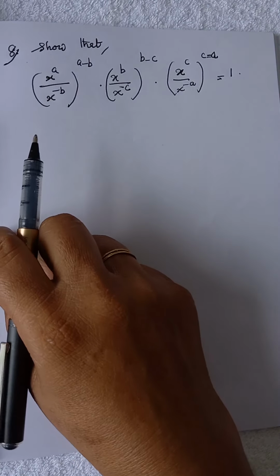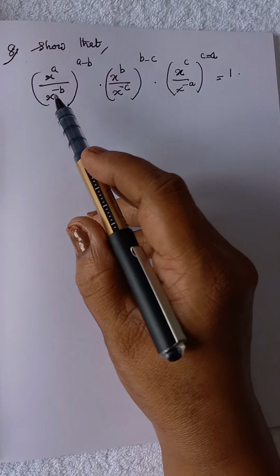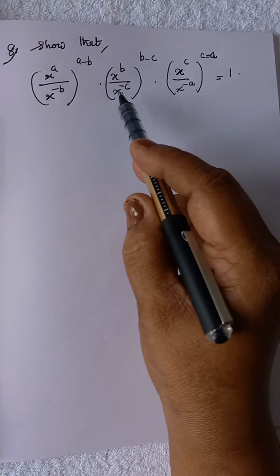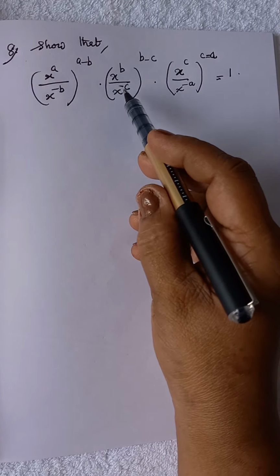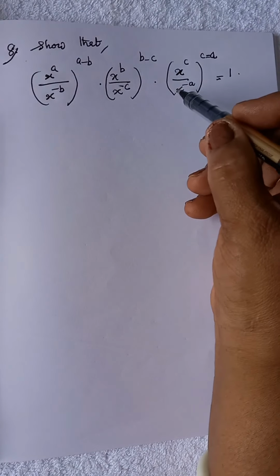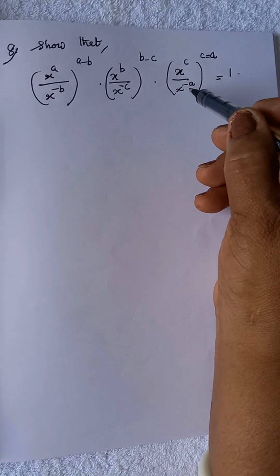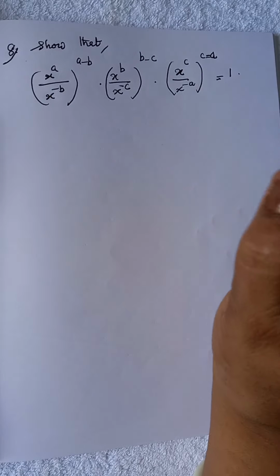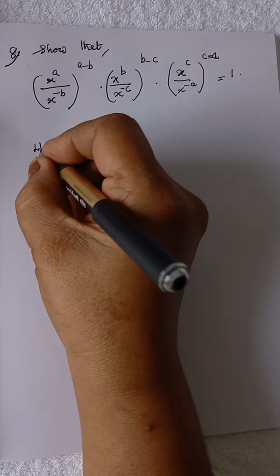Now the eighth question is, show that x raised to a by x raised to minus b whole raised to a minus b into x raised to b by x raised to minus c whole raised to b minus c into x raised to c by x raised to minus a whole raised to c minus a, that is equal to 1. So let us take the LHS at first.